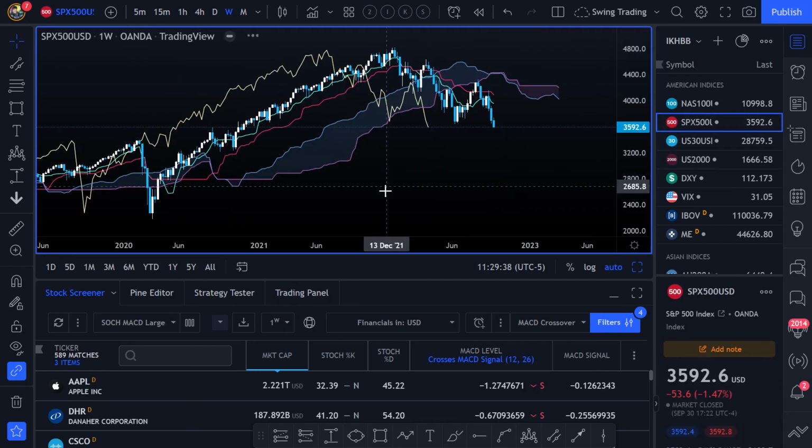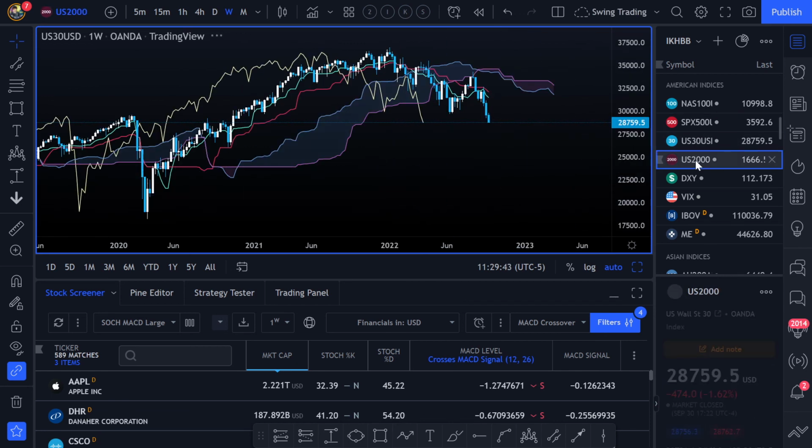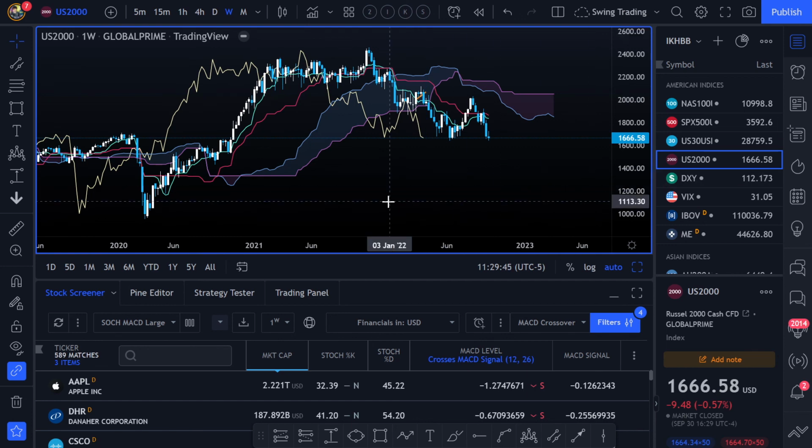And well, same case for the S&P 500 and the US 30, Dow Jones, Russell 2000. So it's pretty much the same scenario.